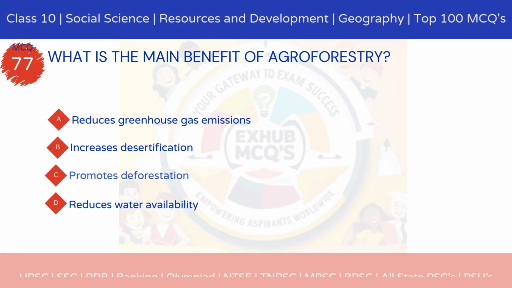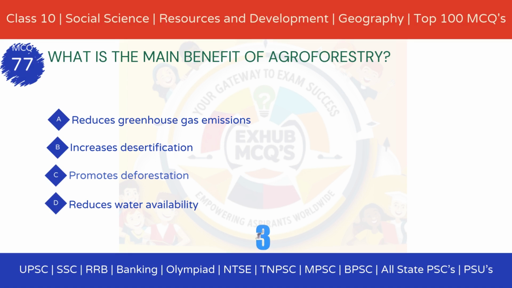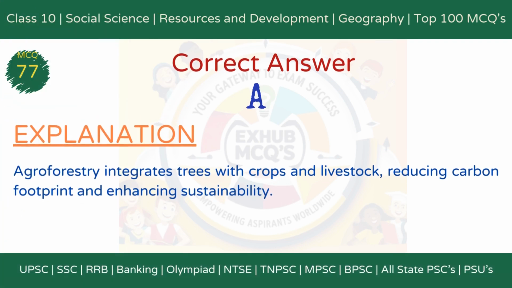MCQ 77. What is the main benefit of agroforestry? Option A, reduces greenhouse gas emissions. Option B, increases desertification. Option C, promotes deforestation. Option D, reduces water availability. The correct answer is option A, reduces greenhouse gas emissions. Explanation: agroforestry integrates trees with crops and livestock, reducing carbon footprint and enhancing sustainability.